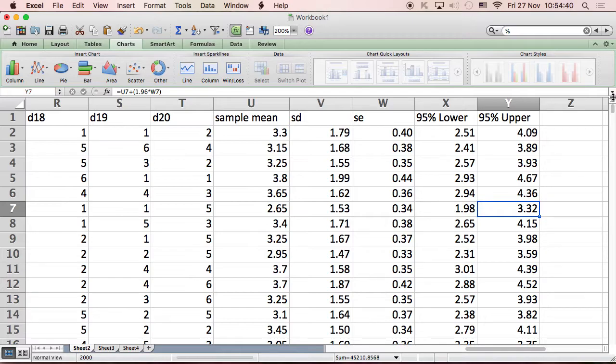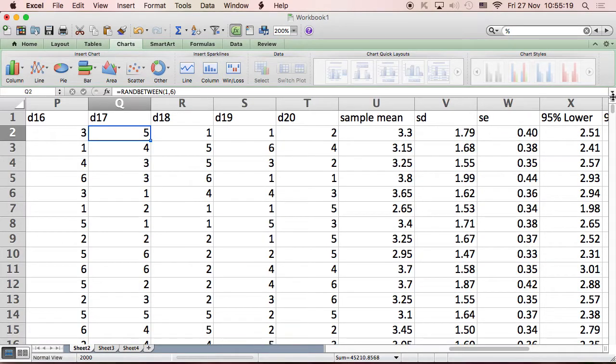So in this case, if you really do the counting, you will find that 5,000 times 0.05 equals 250. Approximately, because this is random. Approximately 250 of those confidence intervals will not include 3.5. That is how our 95% confidence comes from.